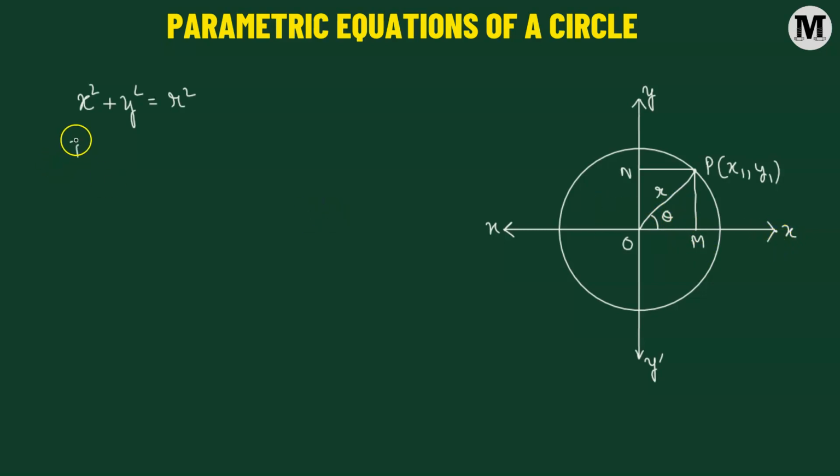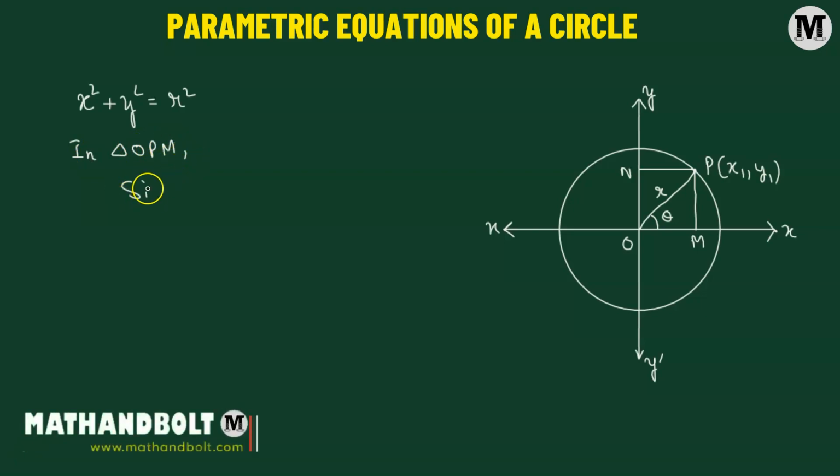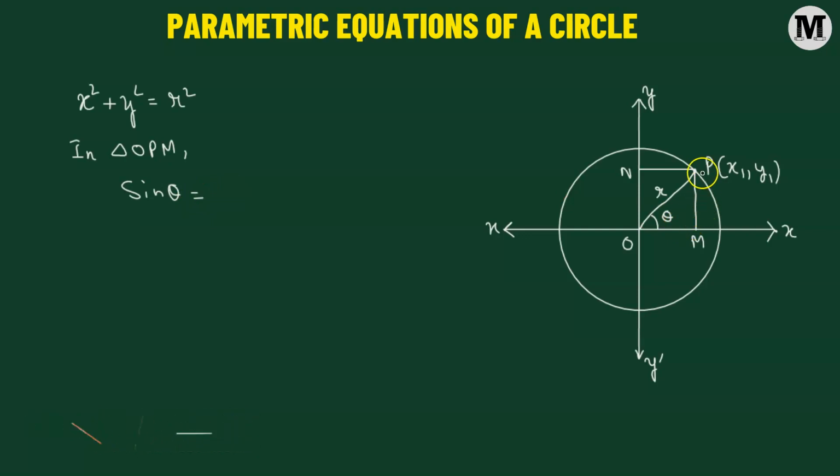Now clearly in triangle OPM, we can define the sine of angle theta. Sine theta is given by the opposite, which is PM, over the hypotenuse, which is OP. So PM will be equal to OP sine theta. Now what's OP? OP is nothing but the radius of the circle. So PM equals R times sine theta.